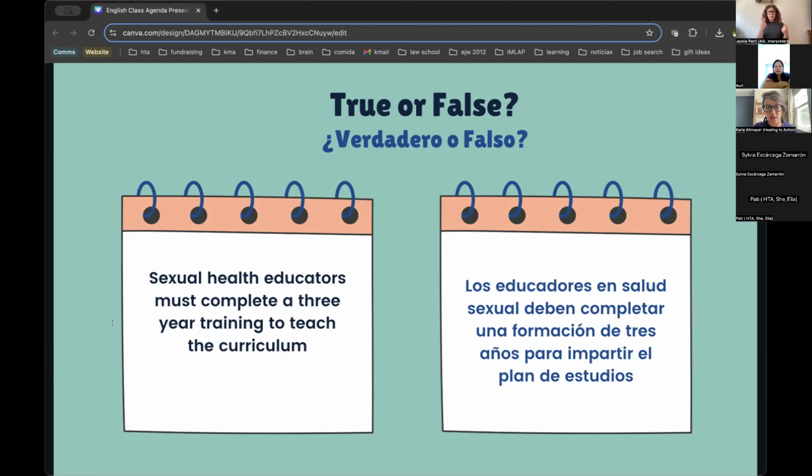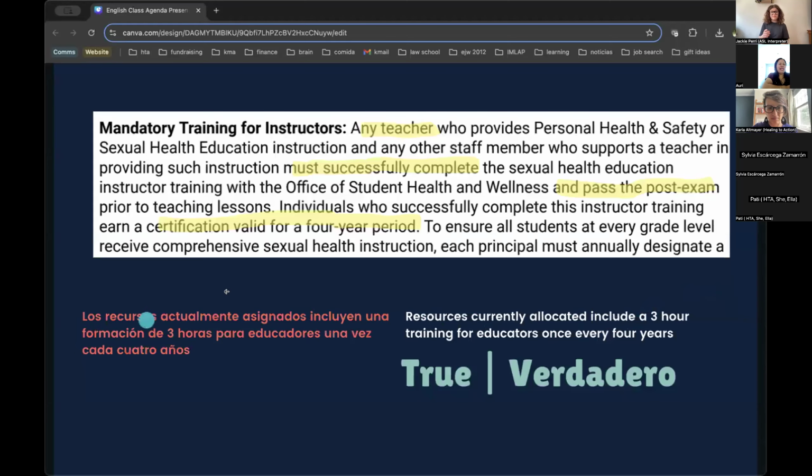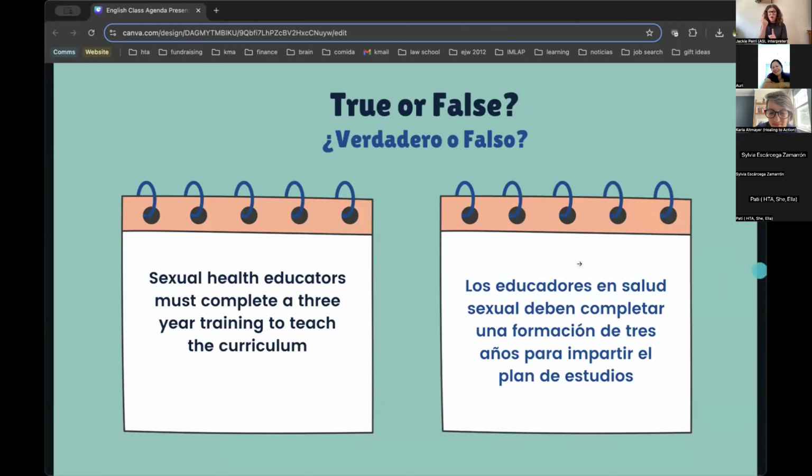And then the next one, Audi, I think this one's yours. Okay. Well, educators of sex health need to complete a 3-year training to teach the curriculum. False. The resources currently allocated include a 3-hour training for educators once every 4 years.